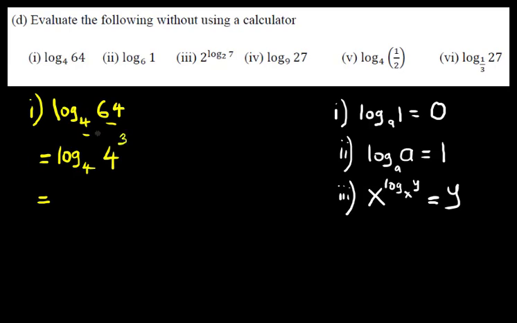Is it 3? Let me just confirm on my calculator. 4 times 4 times 4. Yes, so raised to the power 3. And then the 3 will drop. So that will be 3 log 4 of 4. As you can see, log 4 of 4 is the same as 1, the second rule that we have there. So this is the same as 3 multiplied by 1, which is simply equal to 3.